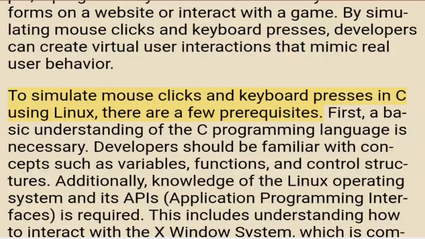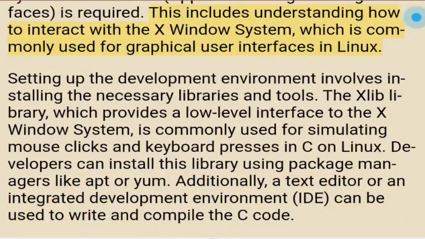To simulate mouse clicks and keyboard presses in C using Linux, there are a few prerequisites. First, a basic understanding of the C programming language is necessary. Developers should be familiar with concepts such as variables, functions, and control structures. Additionally, knowledge of the Linux operating system and its APIs, application programming interfaces, is required. This includes understanding how to interact with the X window system, which is commonly used for graphical user interfaces in Linux.